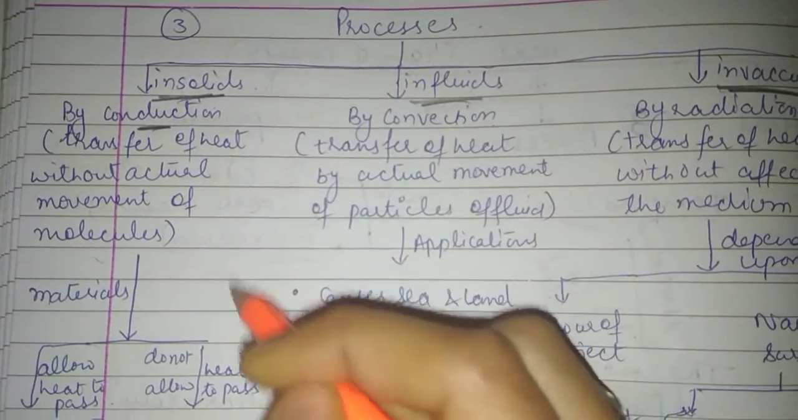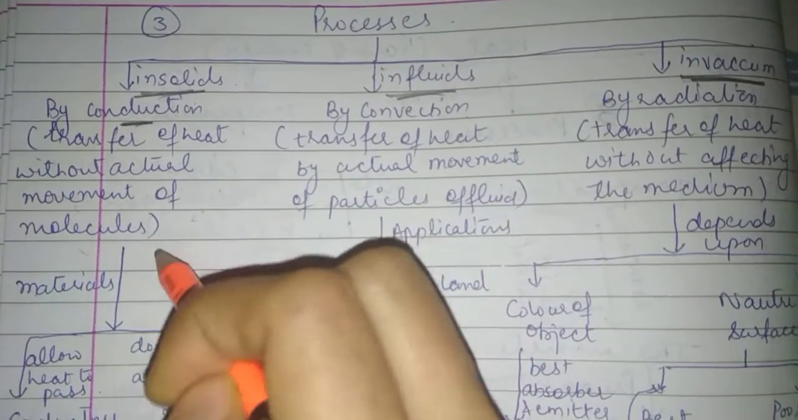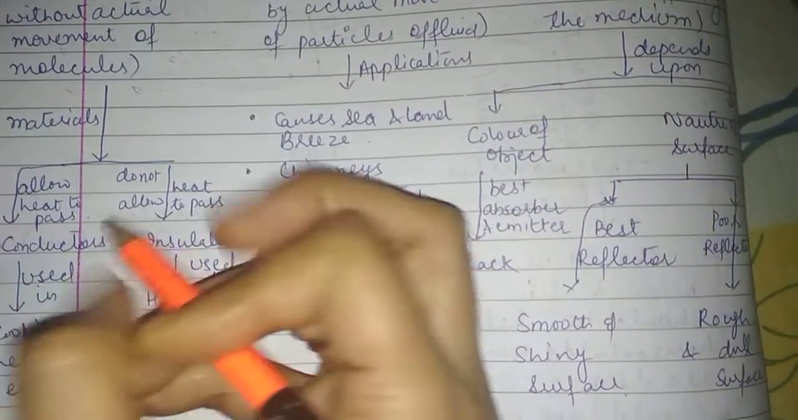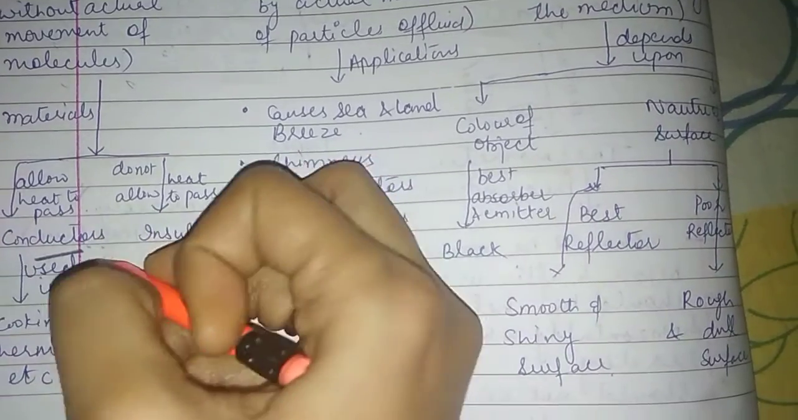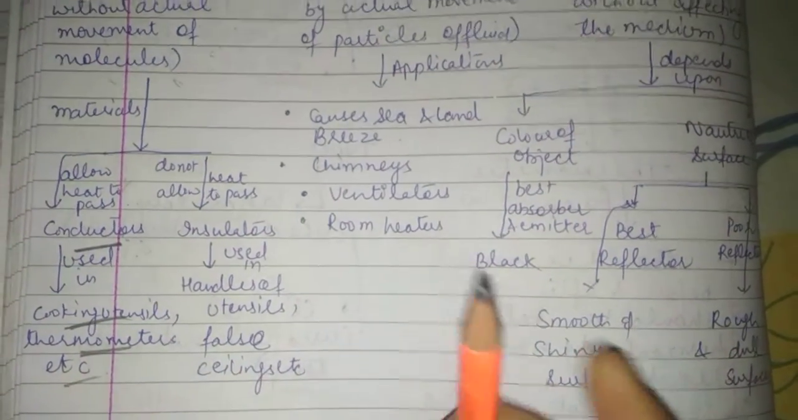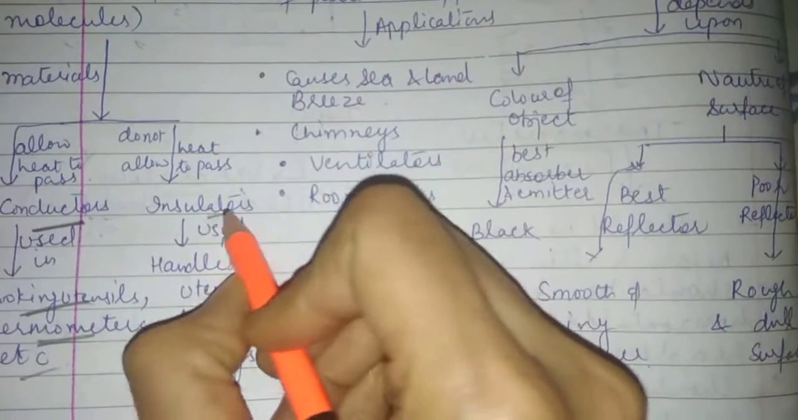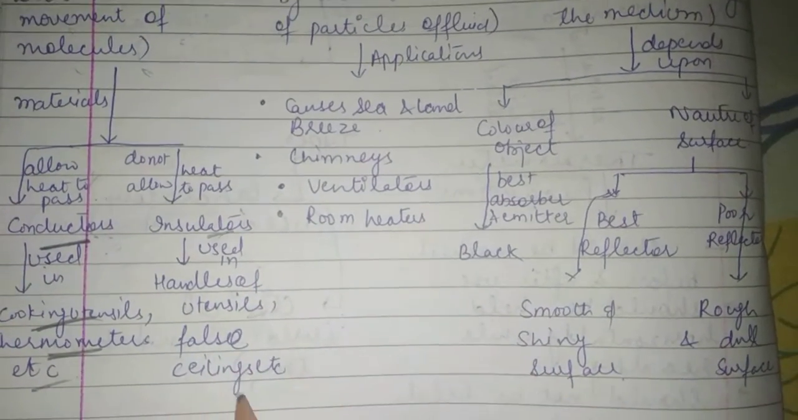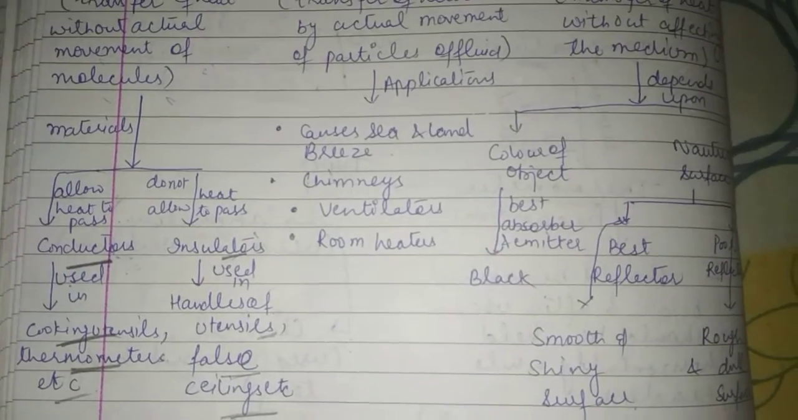It means transfer of heat from one material to another material is done without any actual movement of the molecules. For example, materials which allow heat to pass are known as conductors. They are used in cooking utensils, thermometers, etc. And those which do not allow heat to pass are called insulators. Insulators are used in the handles of utensils, or false ceilings, etc.